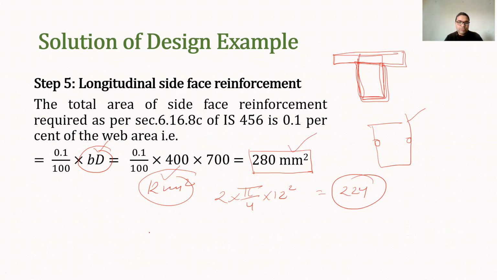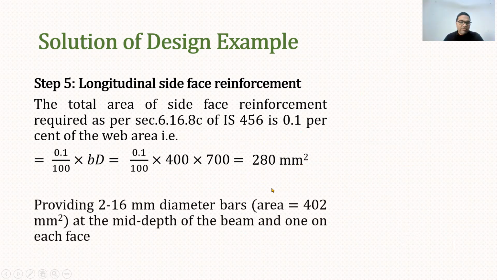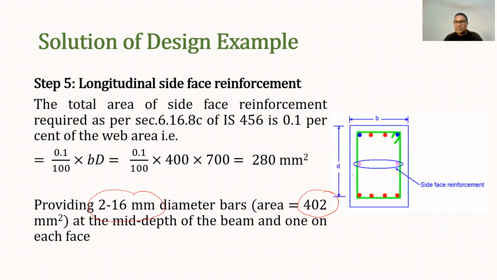So therefore, the next possible dia which we can provide here will be 16 mm. So 2 bars of 16 mm dia will be around 400 mm square, which is more than this value and which is okay. So in this case, we will be providing 2 bars of 16 mm dia, having area of cross section 402 mm square, at the mid depth of beam and one on each face like this. So this bar will be of 16 mm dia in our case.